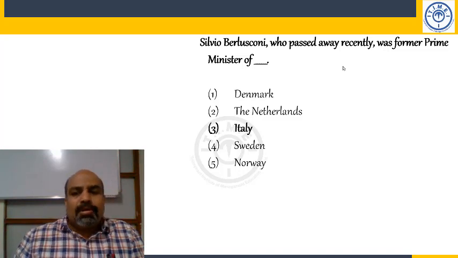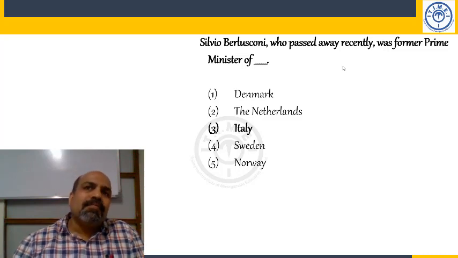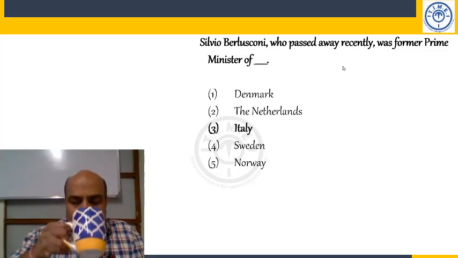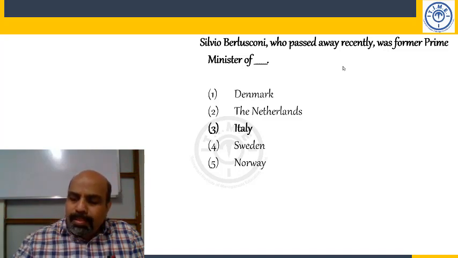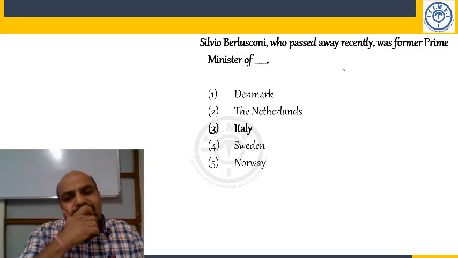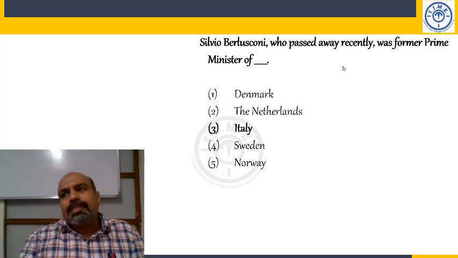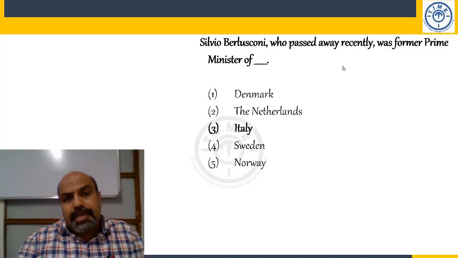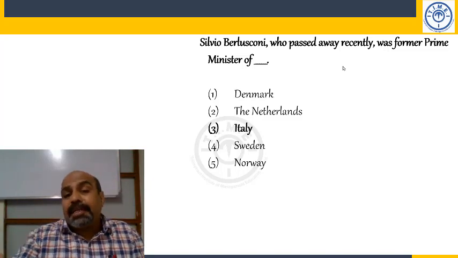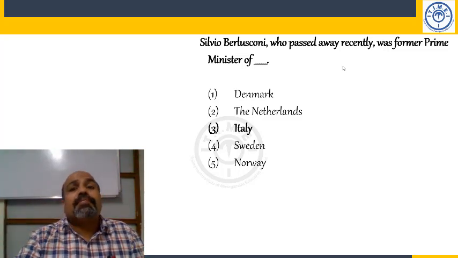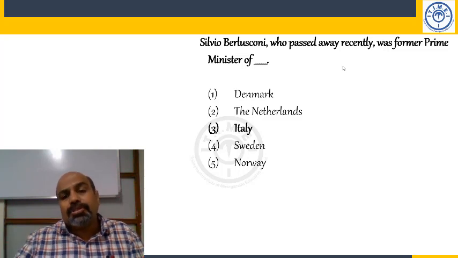Italy, we know, Giorgia Meloni, we wrote her name a while ago. The Netherlands has a Prime Minister whose name is Mark Rutte, R-U-T-T-E. Next. Denmark's Prime Minister is Mette Frederiksen. Mette, M-E-T-T-E. Frederiksen, F-R-E-D-E-R-I-K-S-E-N. Except for Italy, all the remaining four have monarchs. They are all constitutional monarchies.